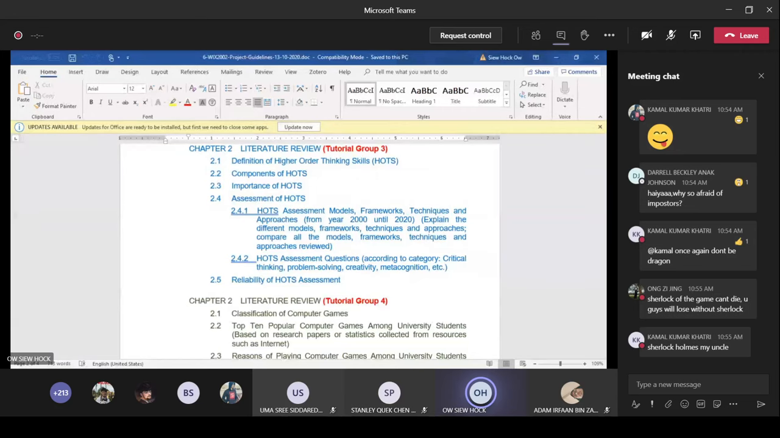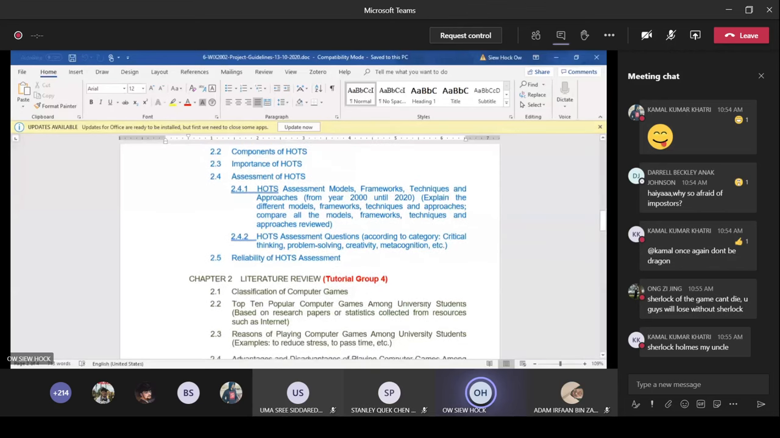Here, for HOTS assessment, there are many researchers and articles talking about how to assess HOTS. They call it different models, frameworks, techniques or approaches. So you review only those papers published from the year 2000 until 2020. You explain the different models, who the researchers are, and what each model is about, and what the framework or technique is, in this 2.4.1 section.